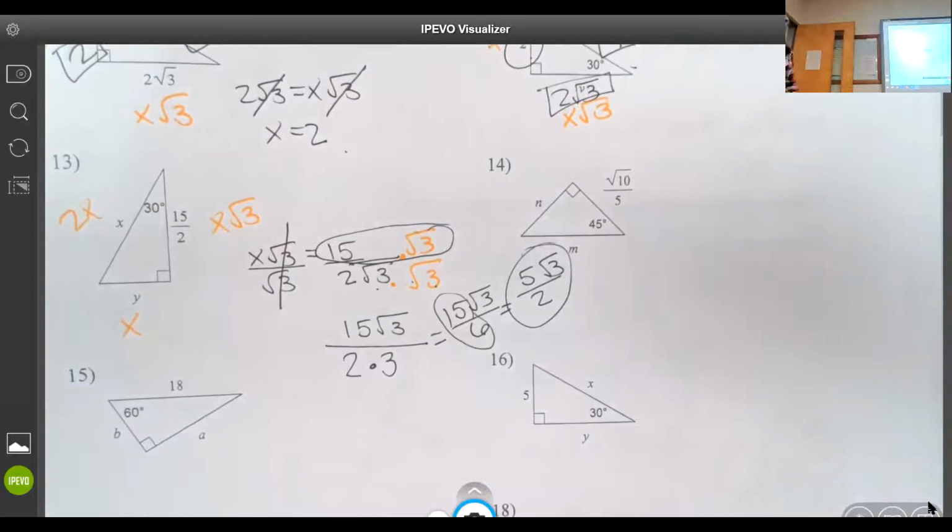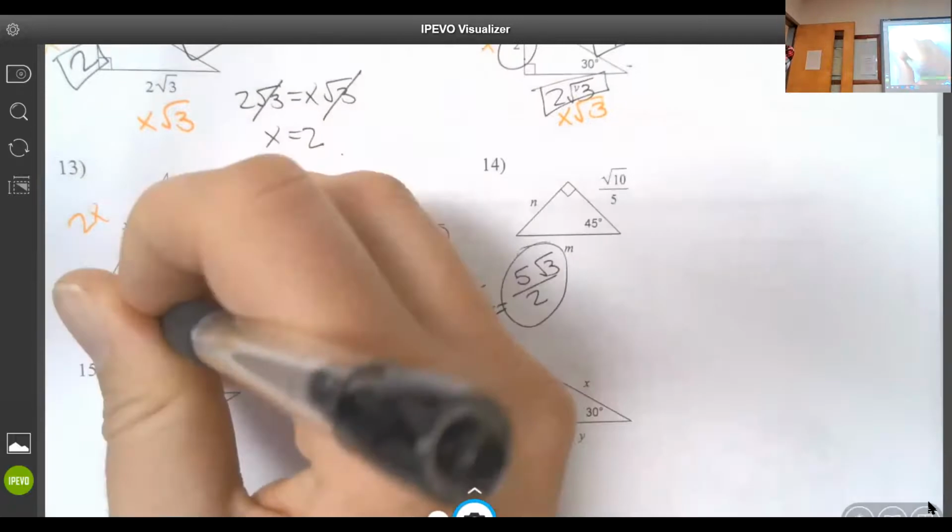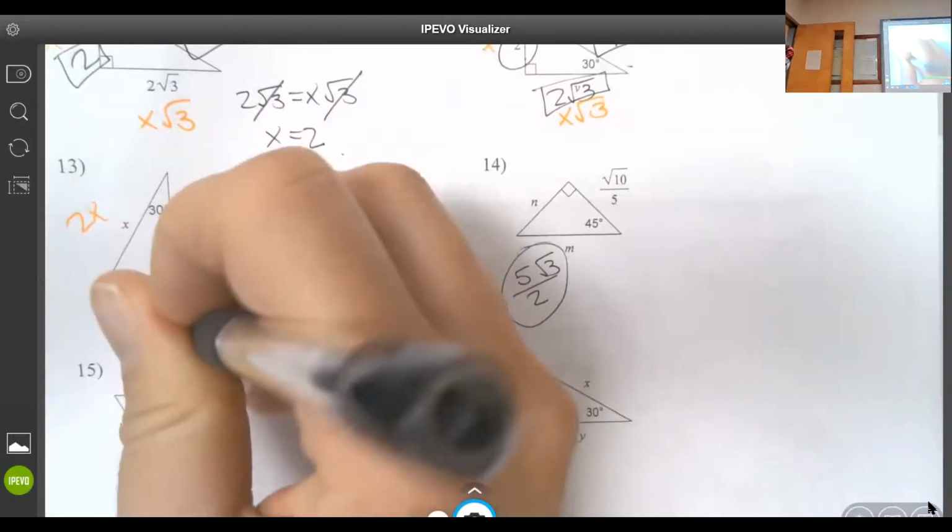Whew. So that was a tricky one to get x. That's all that I was doing there, is finding what x was. Now that I know what x is, I can plug it in. So 5 rad 3 over 2 here.